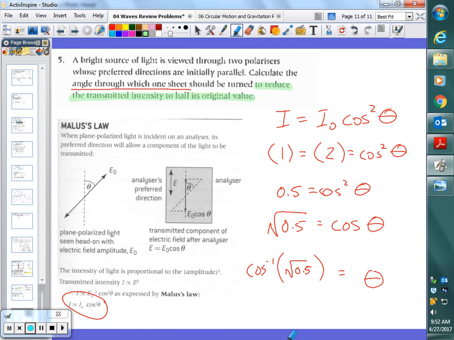They're all easy to solve because regardless of what two numbers you put in here, you should end up with this equation on the next step. Because if the original intensity is twice as much as the transmitted intensity, that should give you 1/2. And if I'm not mistaken, I believe theta should come out to be 45 degrees.